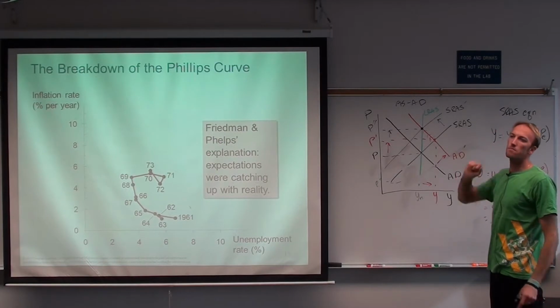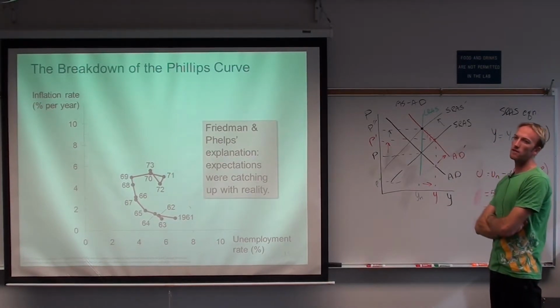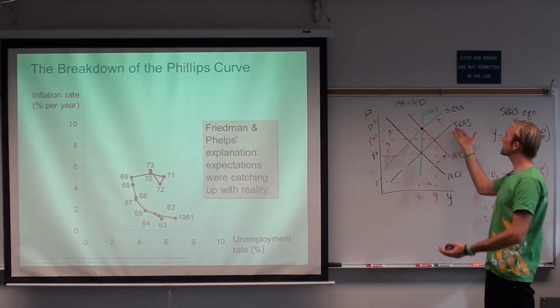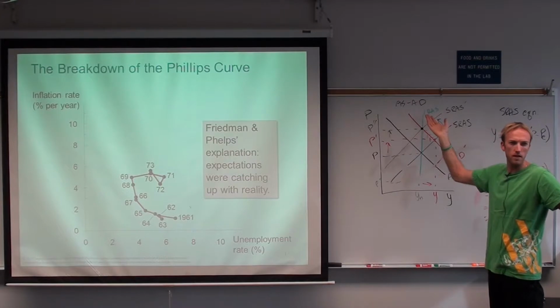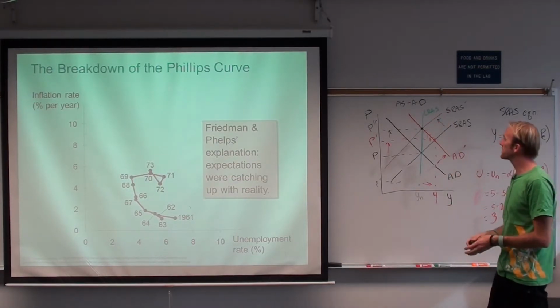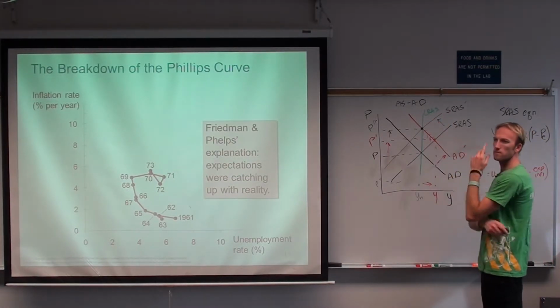What's another thing that could maybe shift the Phillips curve? Think of what's another thing that could shift the SRAS curve? Because every time the SRAS curve moves, that's what shifts the Phillips curve, right? What's something else that we've talked about in this class that could shift the SRAS curve?